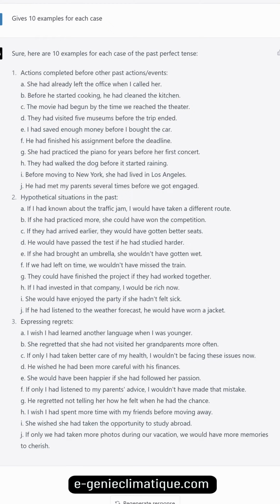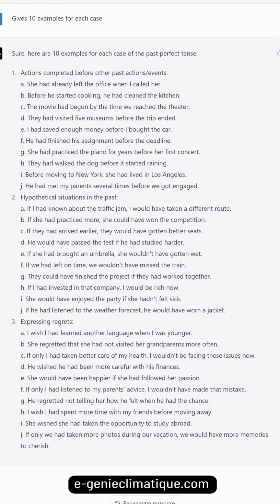A. She had already left the office when I called her. B. Before he started cooking, he had cleaned the kitchen. C. The movie had begun by the time we reached the theater. D. They had visited 5 museums before the trip ended. E. I had saved enough money before I bought the car.